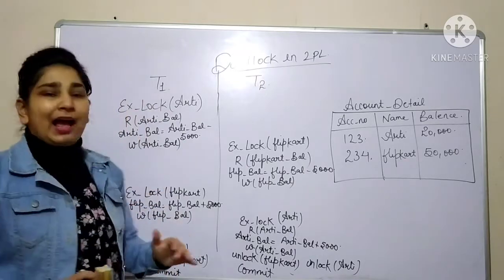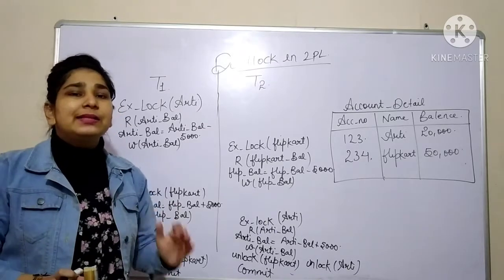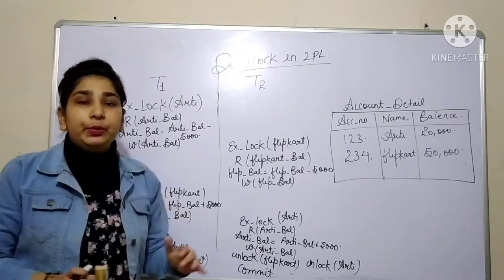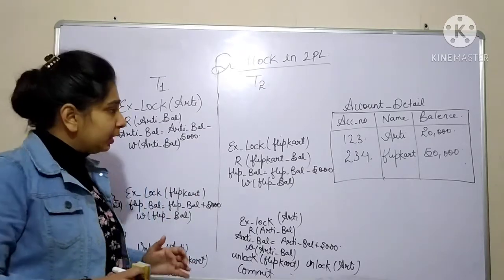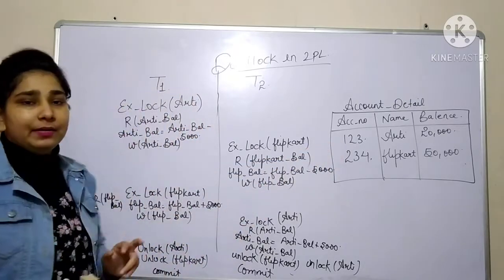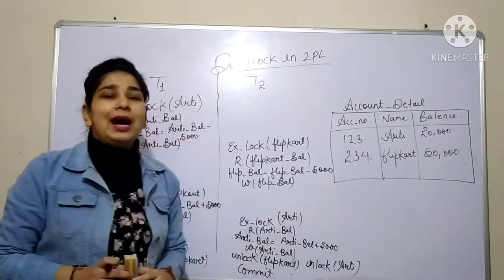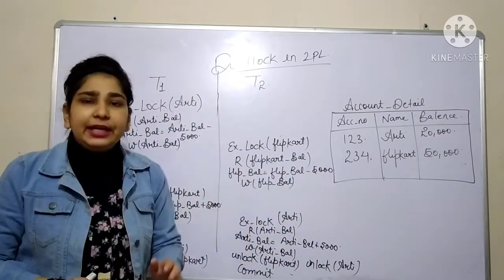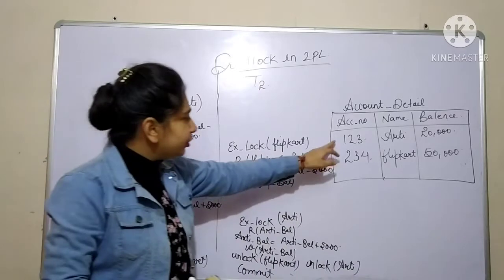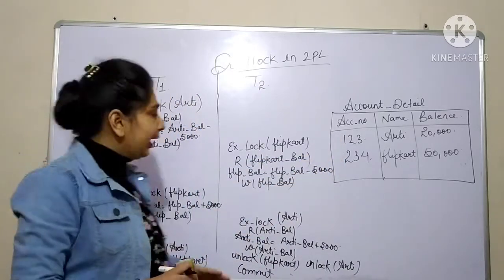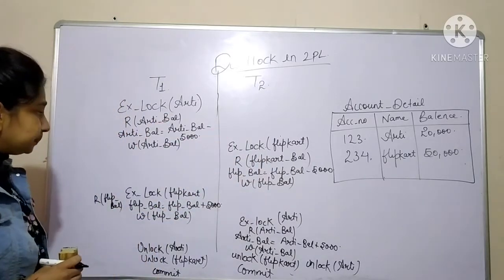I have made two transactions. Two transactions are running at the same time. We want to execute both these transactions at the same time in parallel mode. In the first transaction T1, we are transferring 5,000 from Aarti's account to Flipkart's account. In transaction T2, we are transferring 5,000 from Flipkart's account to Aarti's account. This way I have written both these transactions.